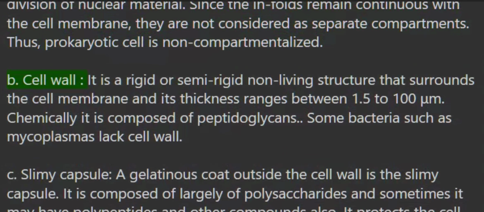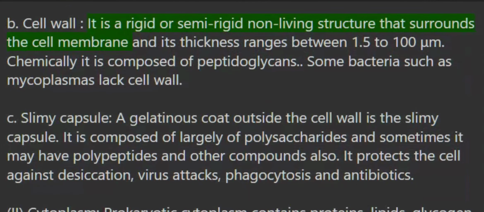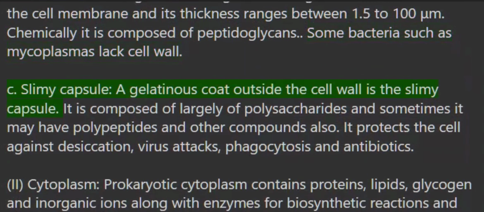B. Cell wall. It is a rigid or semi-rigid non-living structure that surrounds the cell membrane, and its thickness ranges between 1.5 to 100 micrometers. Chemically it is composed of peptidoglycans. Some bacteria such as mycoplasmas lack cell wall.